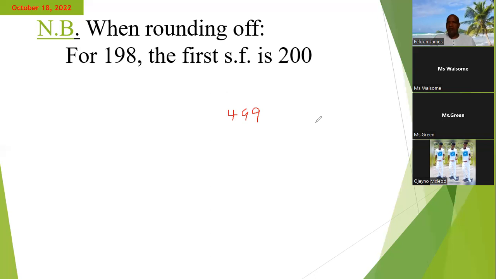Explain how you get the 5. Sir, because the 4 is a whole number, and then you said round off to the first significant. Let me clarify. This is not $4.99. This is $499. Oh, it's $499. So if we're rounding off to the first significant figure, it would be equal to what? 500, sir.